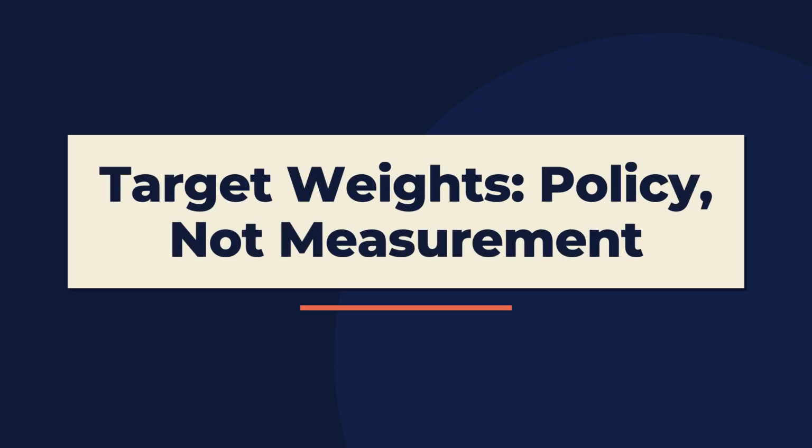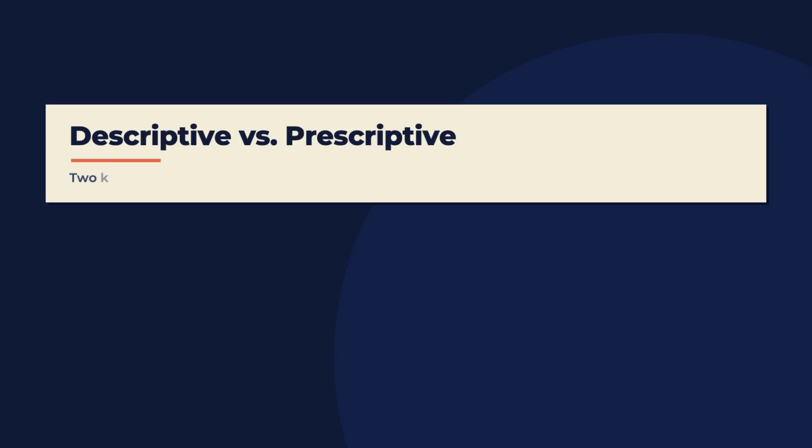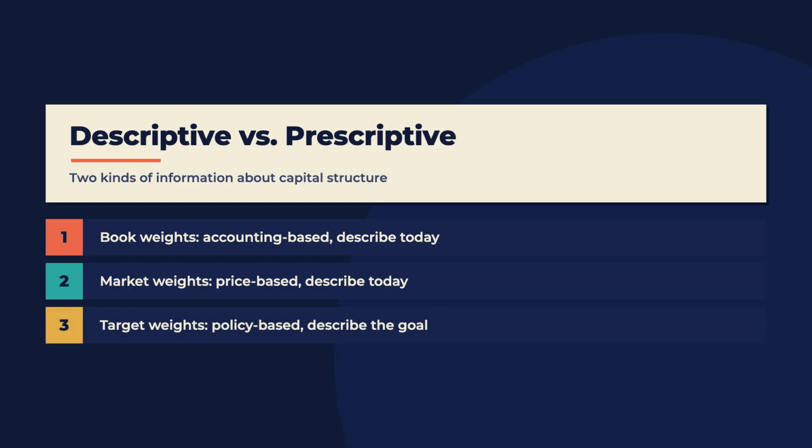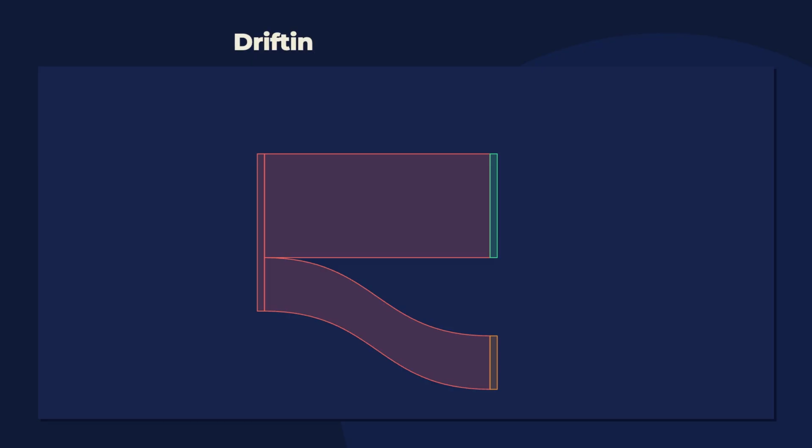Book and market weights both describe where a firm stands right now or where its past financing left it. Target weights describe something entirely different, where management intends to go. That difference in tense is the whole concept. Book and market weights change constantly, one through accounting events, the other through stock price movement. Target weights change only when management deliberately revisits its policy, since they express intention rather than a current reading.